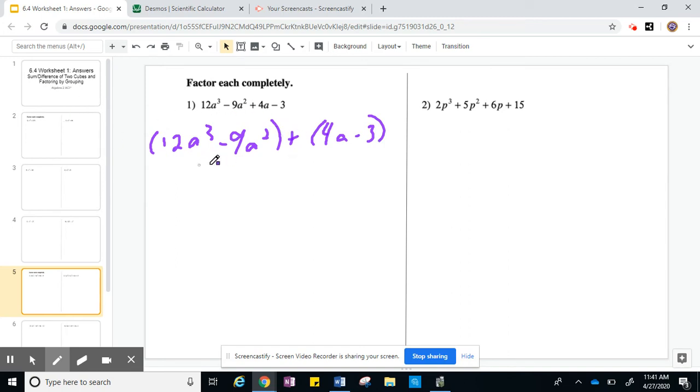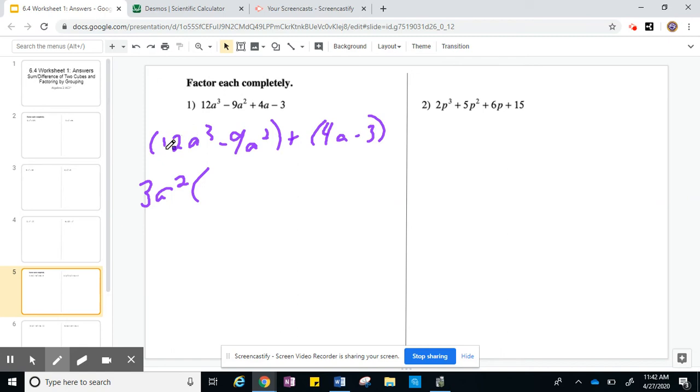So this first set of parentheses, we've got a 12 and a 9. I'm going to factor a 3 out with the coefficients. And then we have an a cubed and an a squared. Didn't mean to write that yet. So I would like to factor out an a squared.